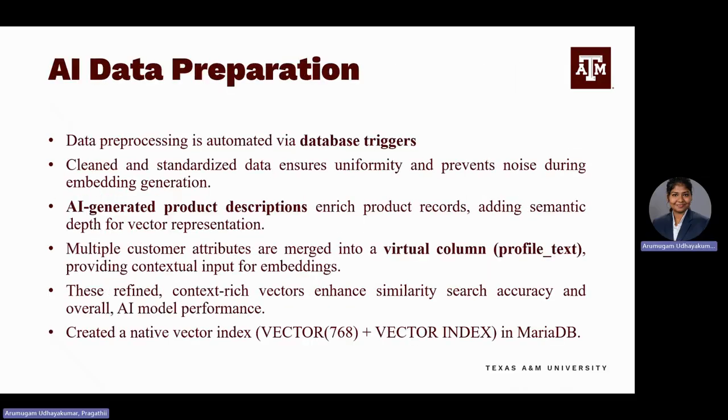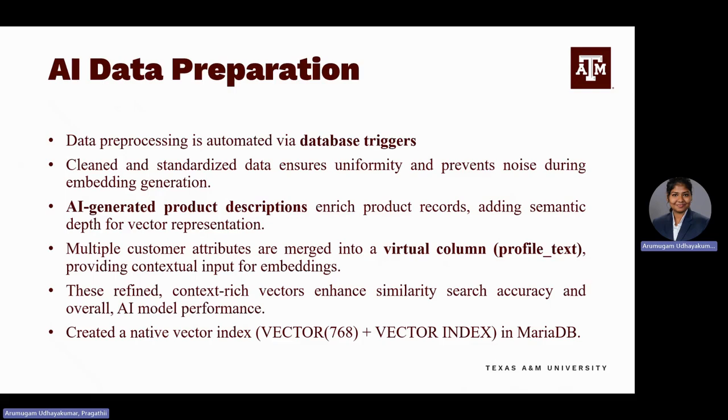For the AI data preparation, in my whole database I have performed a proper data pre-processing system where all the data is pre-processed using database triggers which have been automated. And this pre-processing includes cleaning the data and standardizing the data to ensure uniformity and prevent any noise during embedding data generation. And then I'm also using AI, which is Gemini in my case, to generate product descriptions for the product table. And then I'm feeding this product descriptions column in as vector embeddings so that the user can search for a product in their own natural language.